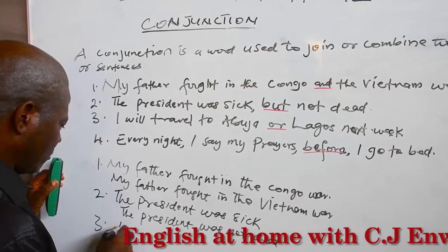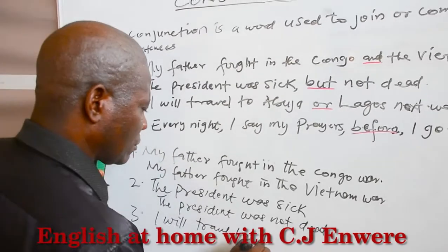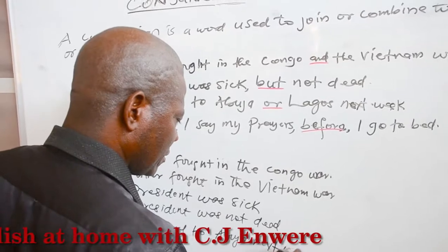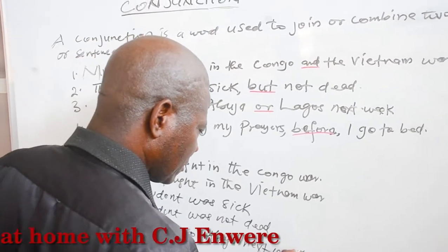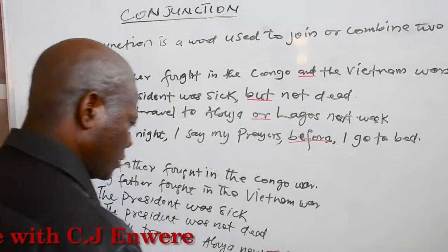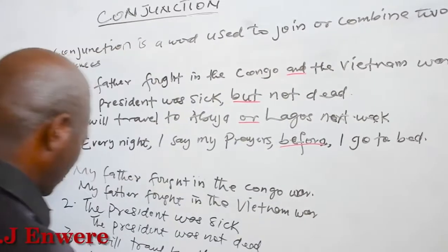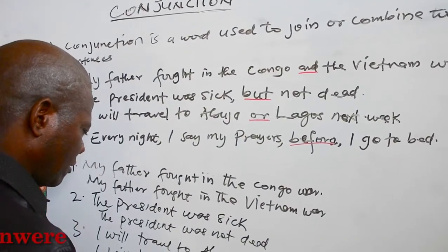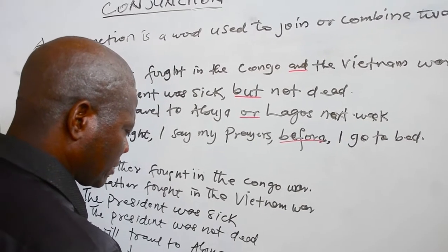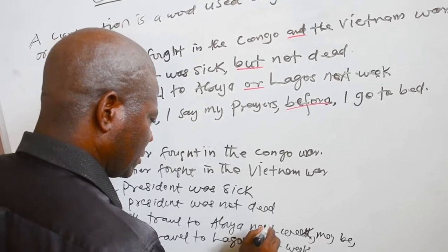All right. And number three sentence would have been, I will travel to Abuja next week. I will, that is maybe, if you like, maybe I will travel to Lagos next week, either this or that.